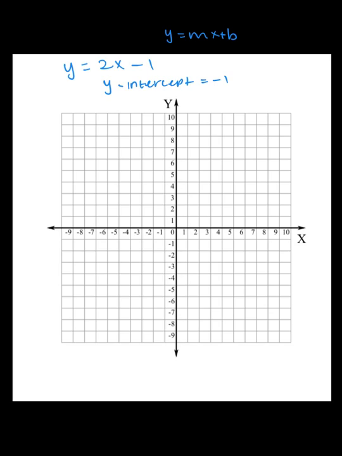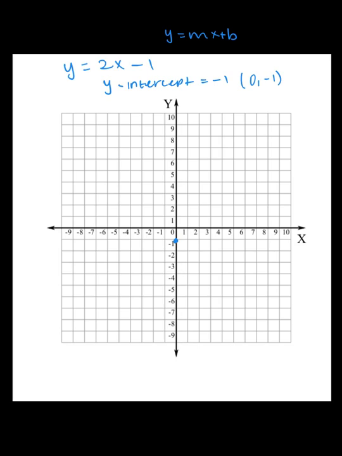So if my y-intercept is -1, it means it crosses the y-axis at -1, so my point is (0, -1). So I'm going to put a point on (0, -1). And as you can see, that is right on the y-axis. That's where it's intercepting the y-axis.